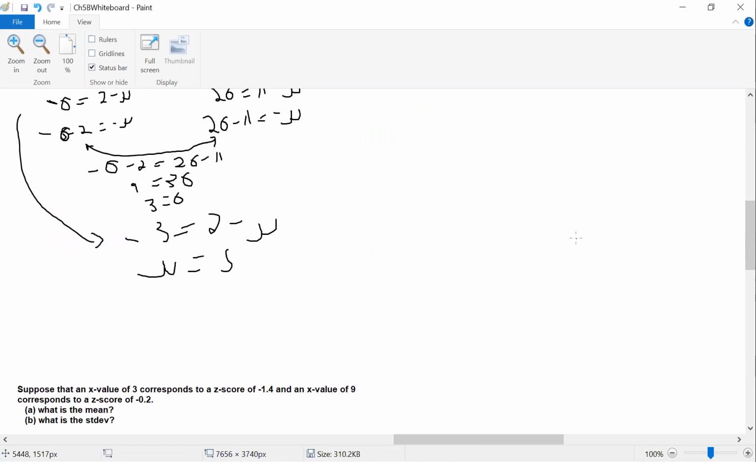And you'll note when I say A and B, mean and standard deviation, that's just asking you to solve the problem and solve for those two variables. On the exam, you're going to see a problem like this. All right, one more minute, and then we'll go over it.